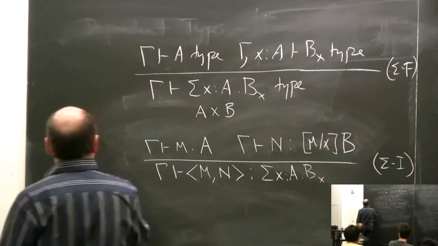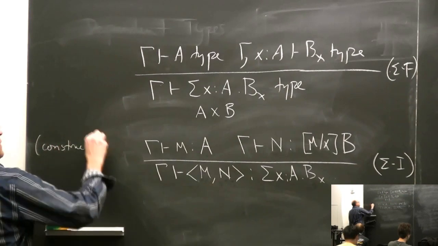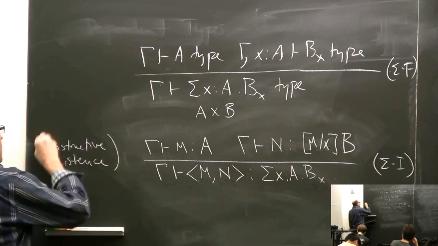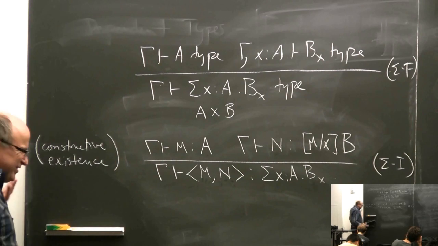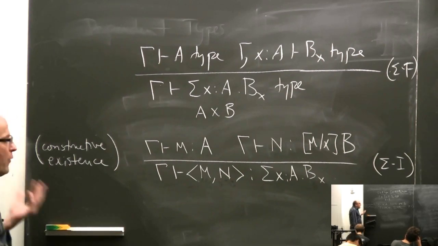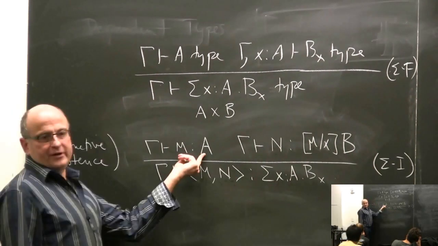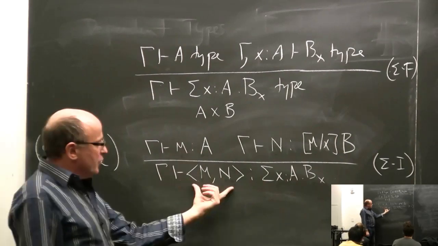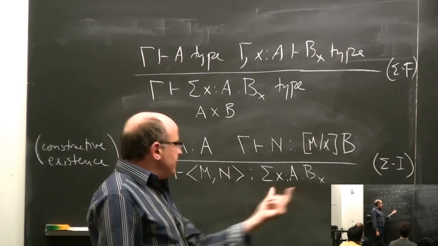So the point is that this is supposed to represent what is usually called constructive existence. And it's called that for the same reason that our treatment of disjunction was called constructive disjunction, because in order to show that something exists, you're required to cough it up. That's the important point. You're not allowed to have a proof of an exists, of a sigma, unless you can tell me what it is.